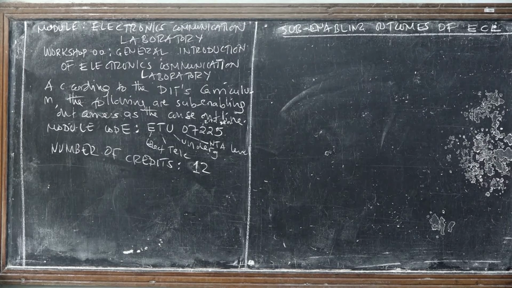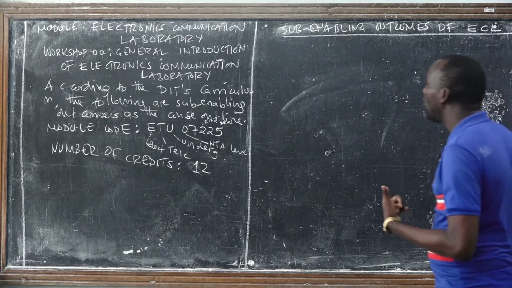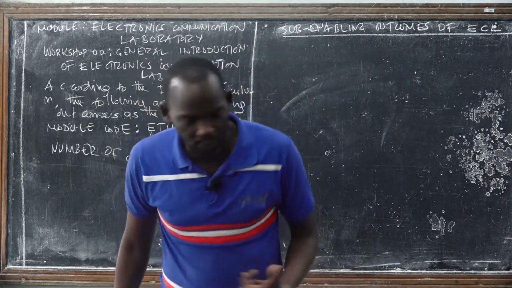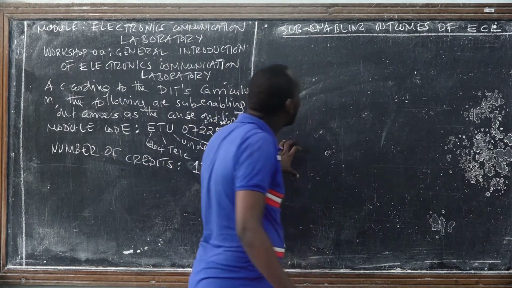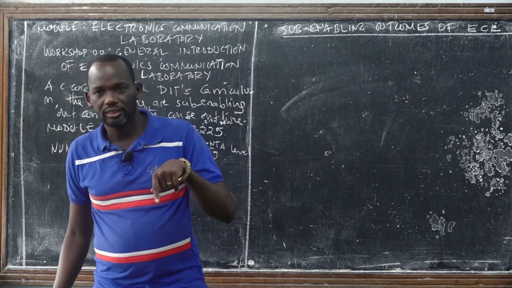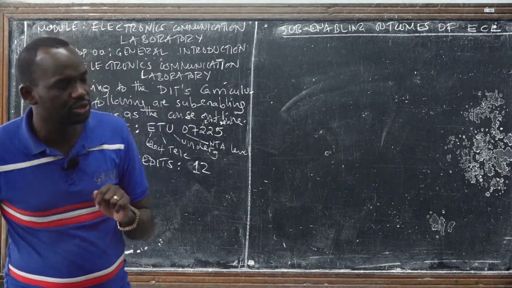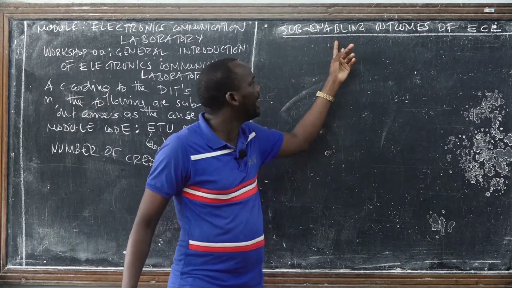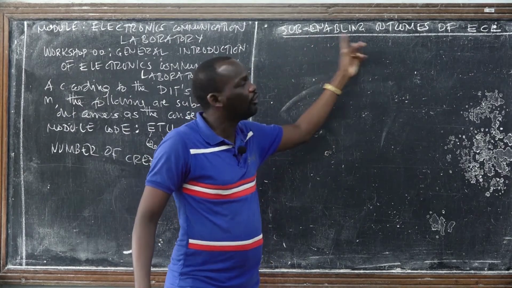In our curriculum, we have sub-enabling outcomes and also enabling outcomes. In preparation of the curriculum, we first underline the enabling outcomes, and then once we have those enabling outcomes, we have sub-enabling outcomes. So you know the meaning of sub: it means that sub is a part of enabling.